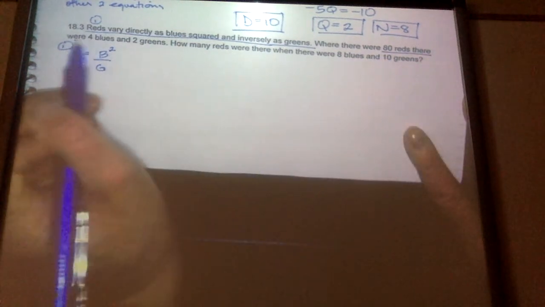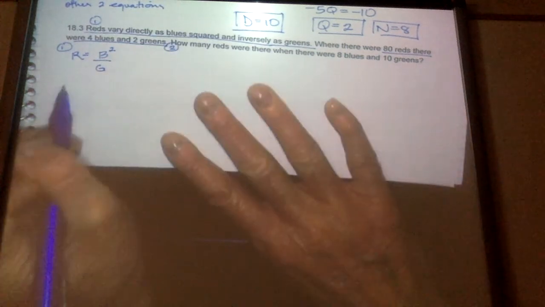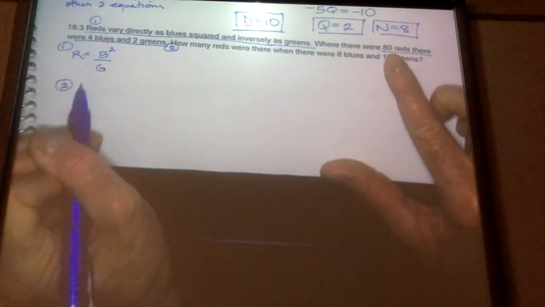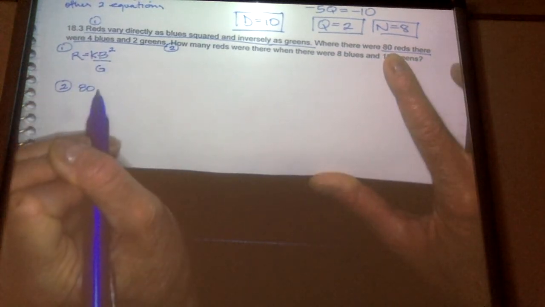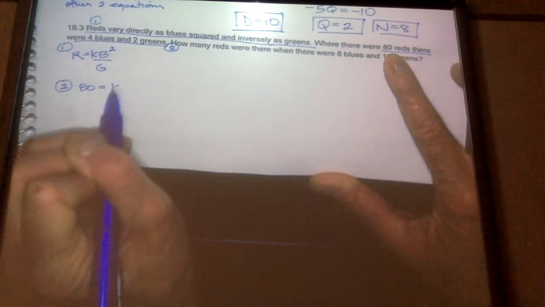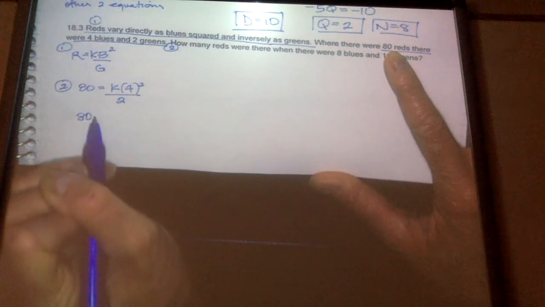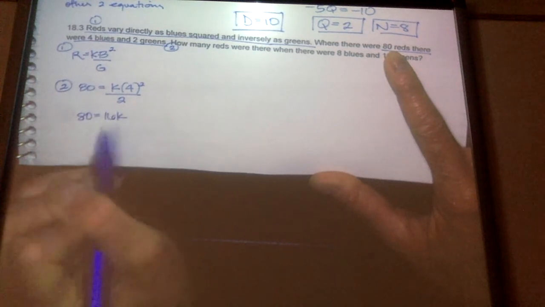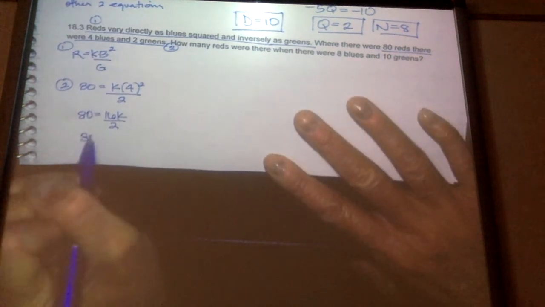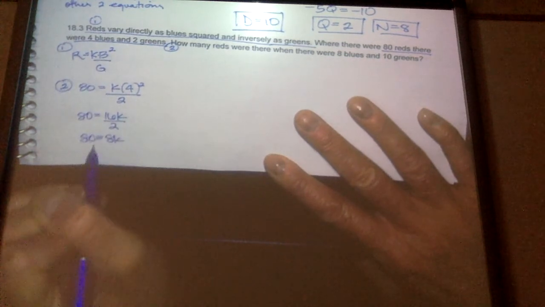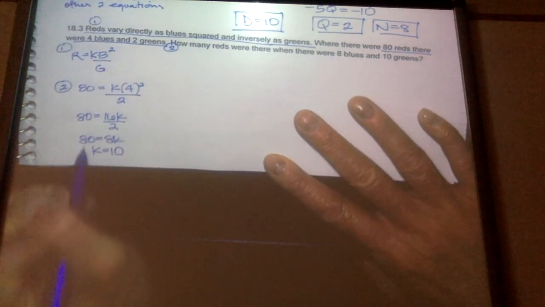Where there are 80 reds, there are 4 blues and 2 greens. That's equation 2. Oh, and there should be a K, sorry. Where there are 80 reds, there are 4 blues and 2 greens, so that would be 16K over 2. So 80 equals 8K, so K equals 10.